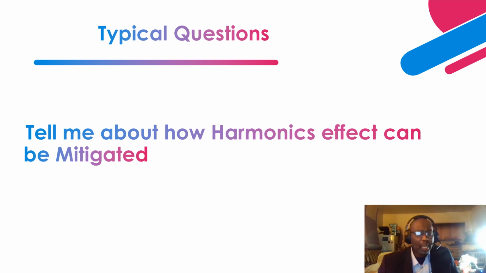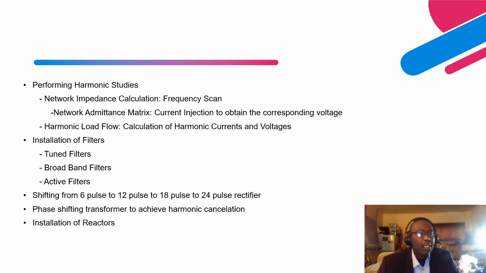Next, tell me about how harmonics effects can be mitigated, can be minimized. Okay, and this is how you answer that question. First thing you need to do is perform harmonic studies. There are two types of harmonic studies, the first being frequency scan.